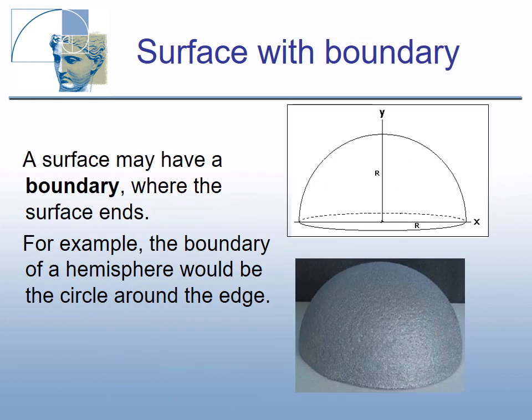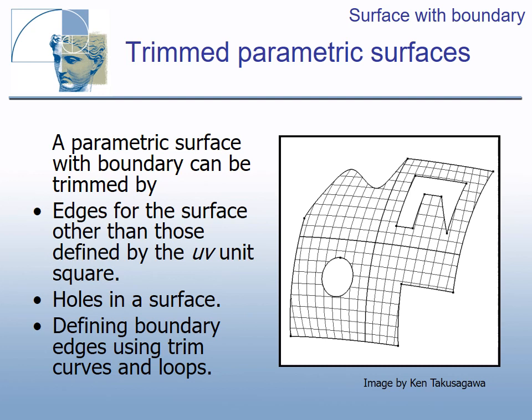A surface may have a boundary where the surface ends. For example, the boundary of a hemisphere would be the circle around the edge as it's shown in the image. A parametric surface with boundary can be trimmed by edges. Edges for the surface are different from those defined by the UV unit square. The edges can not only make an outer boundary, but also holes in the surface. See the image. The boundary edges are defined using trim curves and loops in the unit UV square.